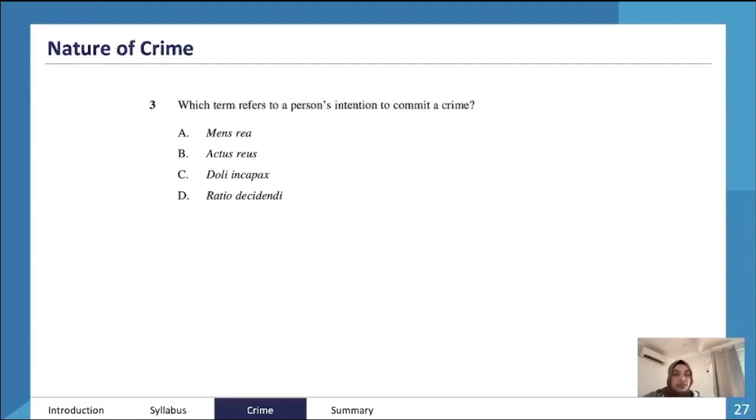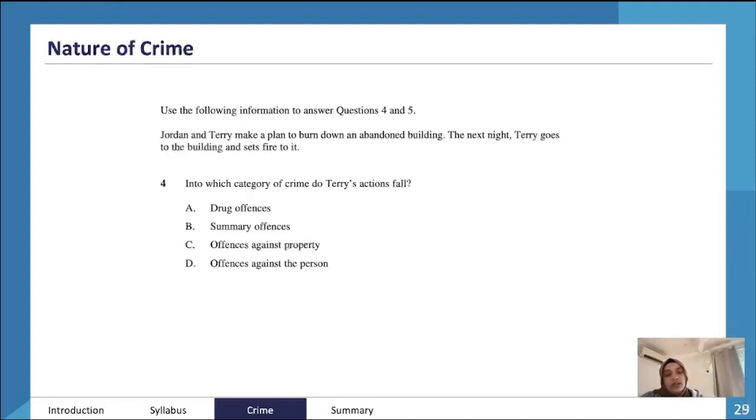Alright, so which term refers to a person's intention to commit a crime? Is it A, mens rea, B, actus reus, C, dolor incapax, or D, ratio decidendi? The answer for this one is going to be mens rea. It's the intention to commit the crime. They have the guilty mind. So that one was fairly simple.